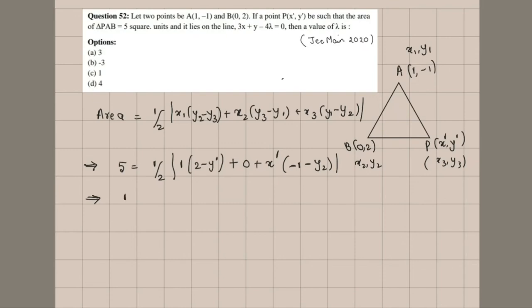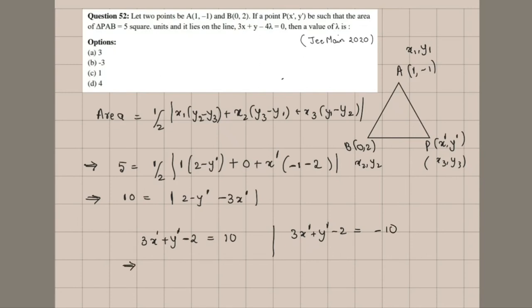Which gives 10 equals modulus of 2 minus y dash plus, minus x dash minus x dash, y2 is 2. So y2 is 2, which gives minus 3 x dash. So there are two possibilities because modulus is there. One can be 3x plus y minus 2 equals to 10, or 3x dash plus y dash minus 2 equals to minus 10.